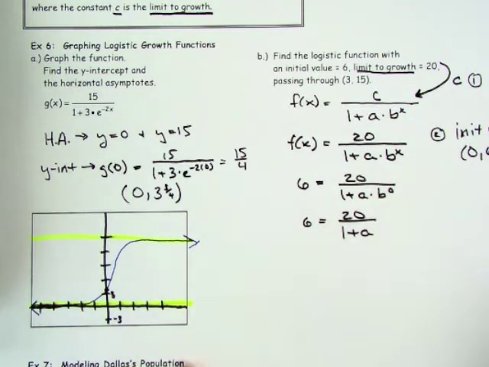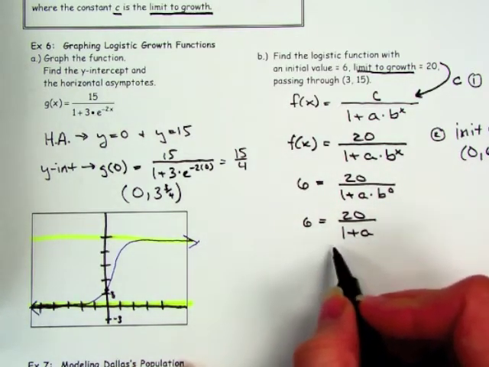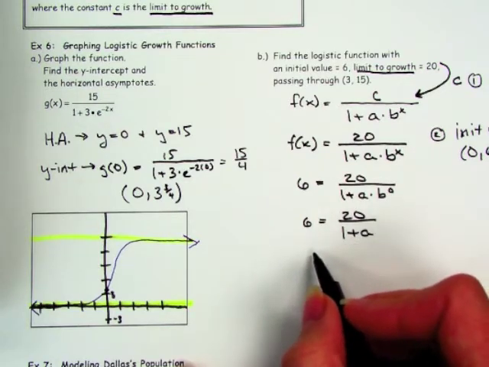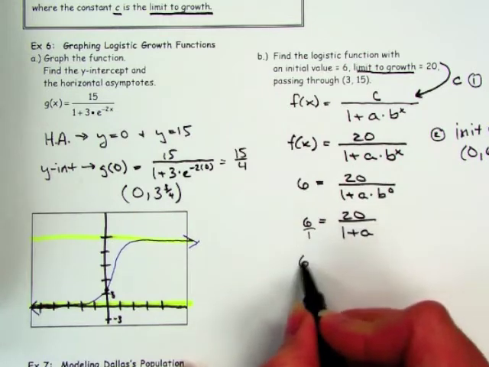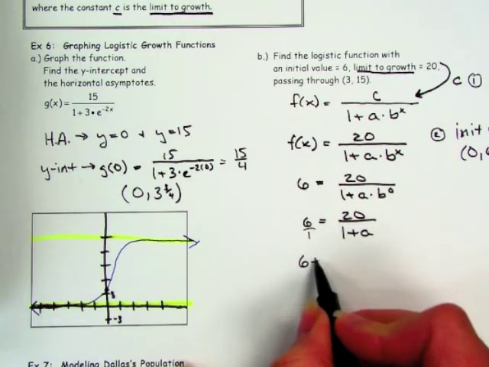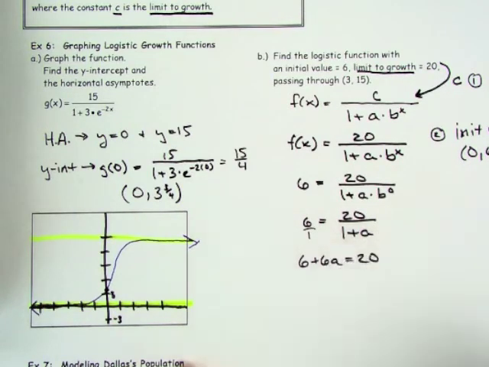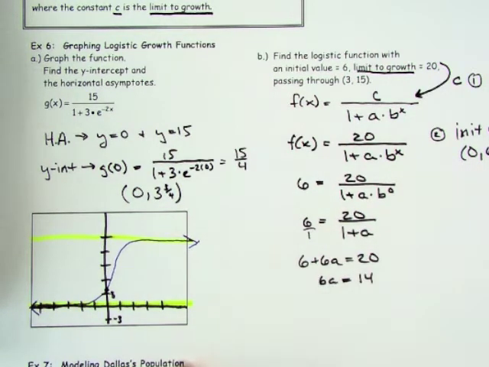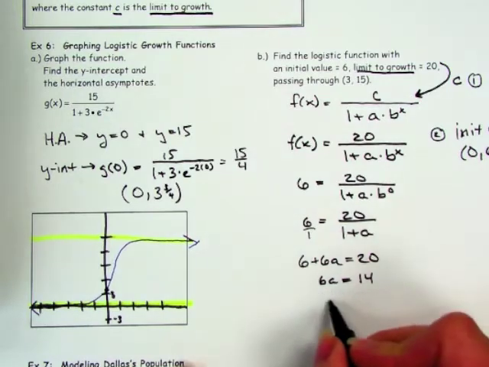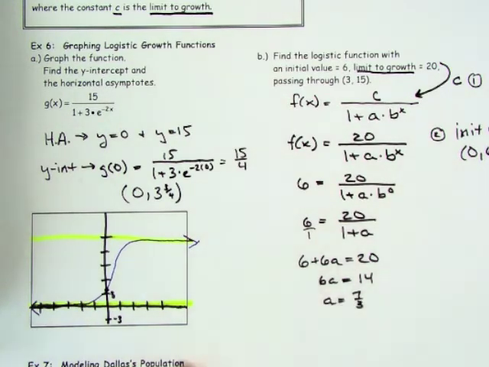Solve for a. I'm going to do it so you can pause it and then come back and just check your work. All right, so if I do this by cross multiplication, I have 6 distributed times 1 plus a, so 6 plus 6a equals 20. Okay, solving for a, I get 6a equals 14. And if I divide by 6, I get a is 7/3.